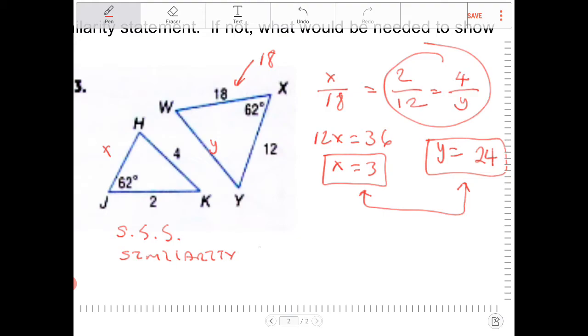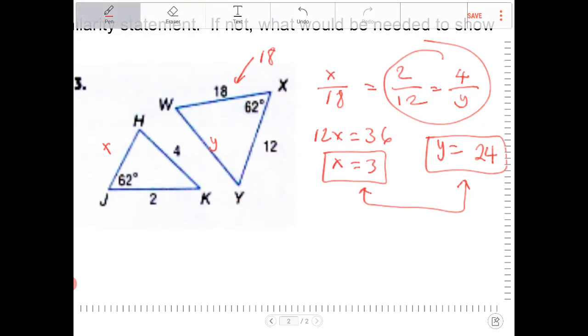Side-side-side similarity, or actually I should say, if this is true, then we would have a side-side-side similarity.